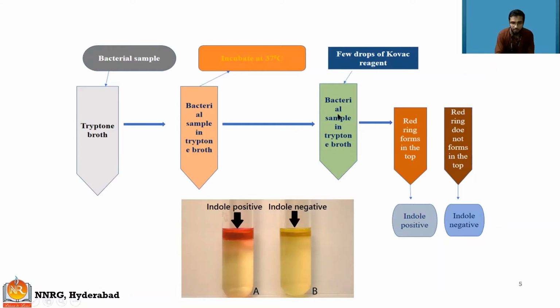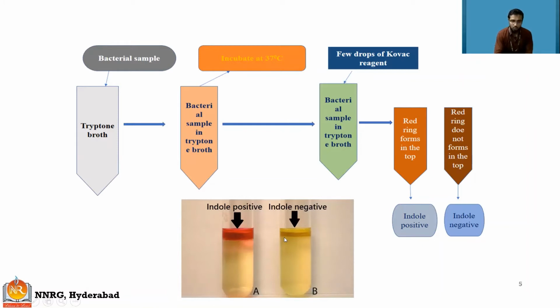This third one is the bacterial sample in tryptophan broth. To this, a few drops of Kovac reagent are added. As a result, a red ring forms at the top. If a red ring is formed, it is positive. As we have seen in the previous slide, when dimethylaminobenzaldehyde forms a complex with the indole ring, it gives red color. So the formation of red color is an indication of a positive reaction. A red ring at the top means indole positive. If no red ring forms at the top, it will be indole negative.